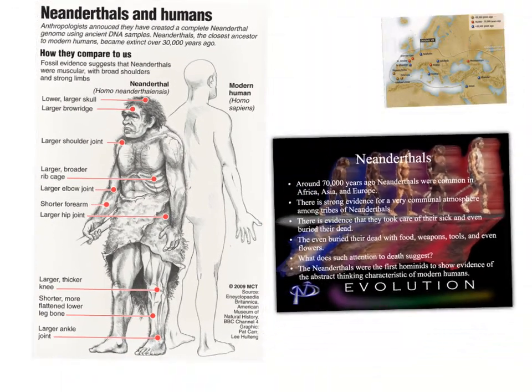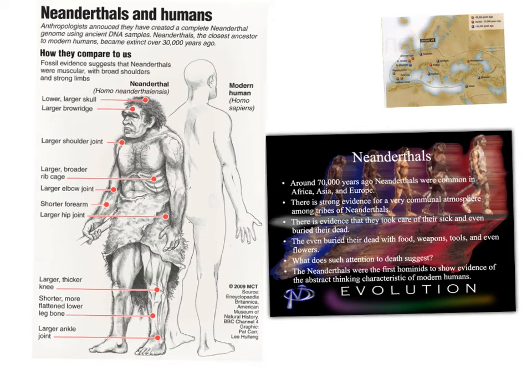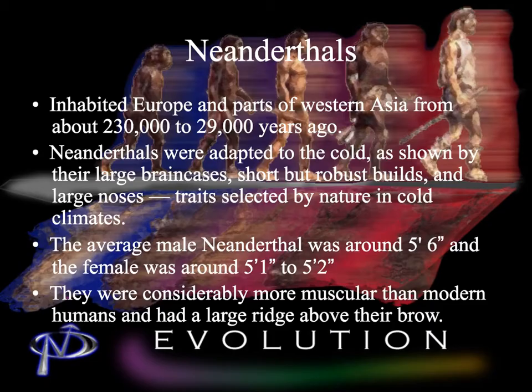And then you can see here some comparisons between modern humans and Neanderthals: shorter, stockier, a larger rib cage, powerfully built individuals. They did go to Western Asia about 29,000 years ago. They were most adapted for the cold environment, and one of the things they had was a large nose.